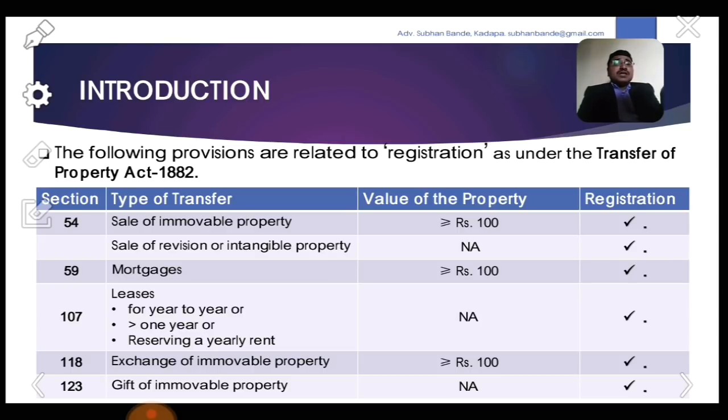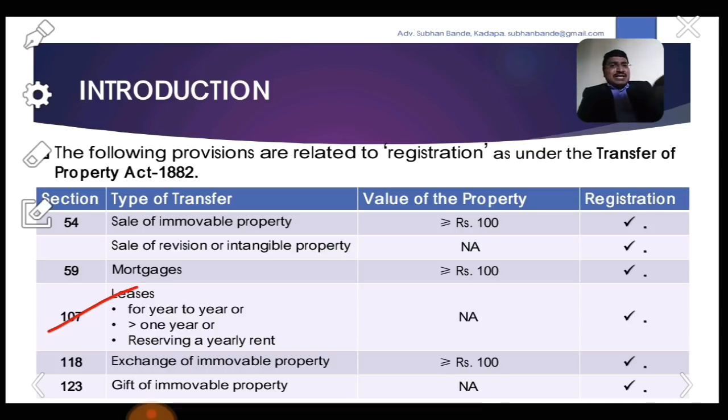Here, the instrument which is pertaining to mortgage of certain property and the value of such property is 100 rupees or more than 100 rupees, then for such transaction registration is compulsory as per Section 59.